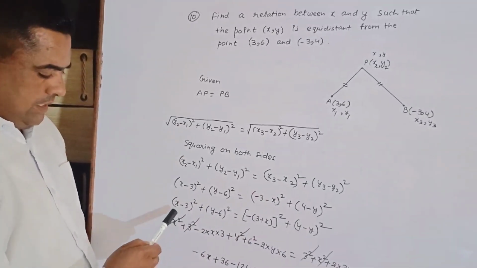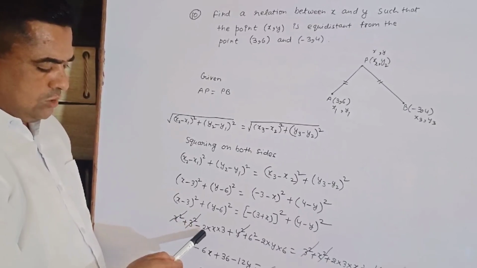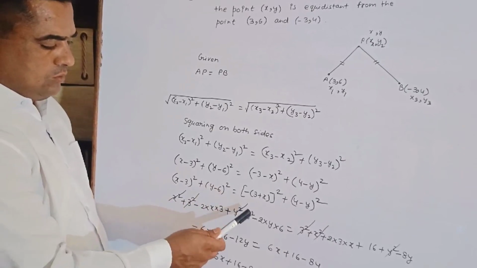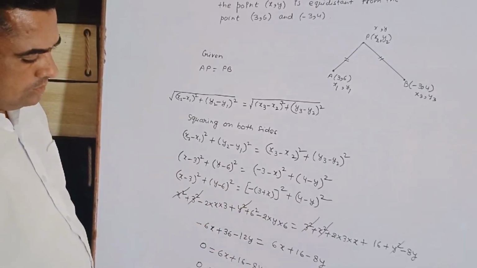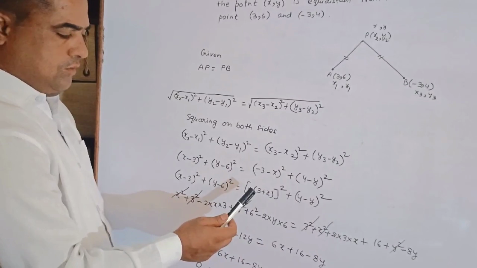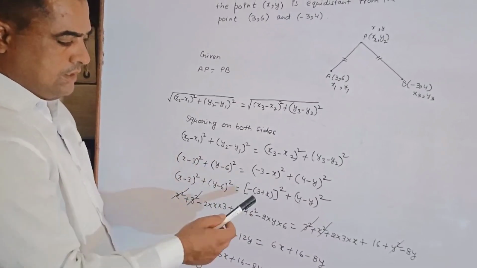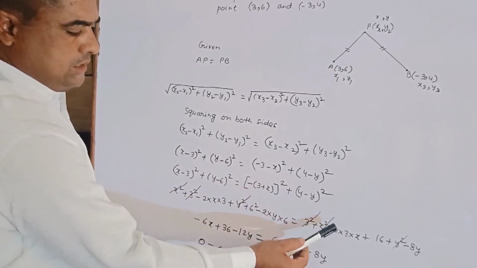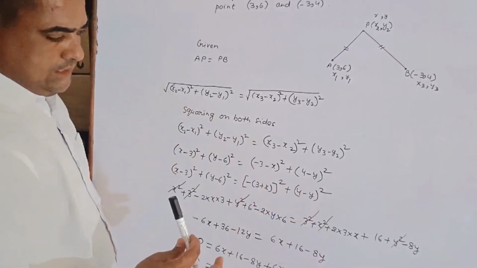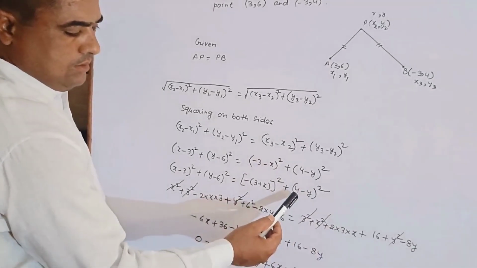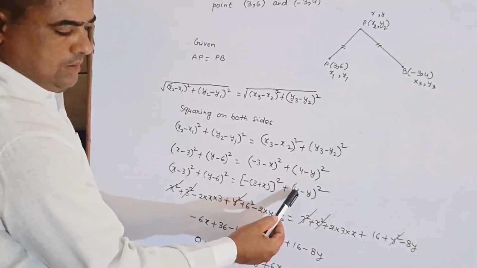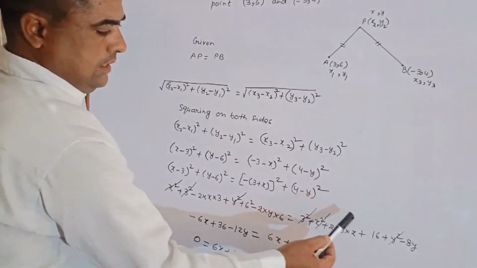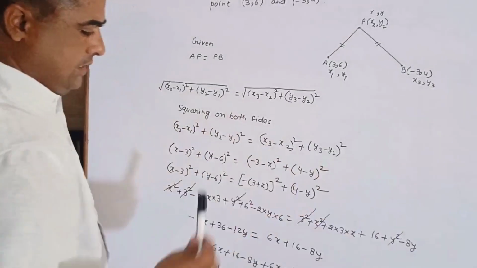Now a minus b whole square is a square plus b square minus 2ab. Then again a minus b whole square, we will write here y square plus 6 square minus 2y into 6. A plus b whole square, when you square this negative term, this will be positive. So a plus b whole square is a square plus b square and plus 2 into 3 into x, plus a minus b whole square means 4 minus y whole square. We are applying the identity. 4 square, this is 16, plus y square and minus 2 into 4 is 8y.